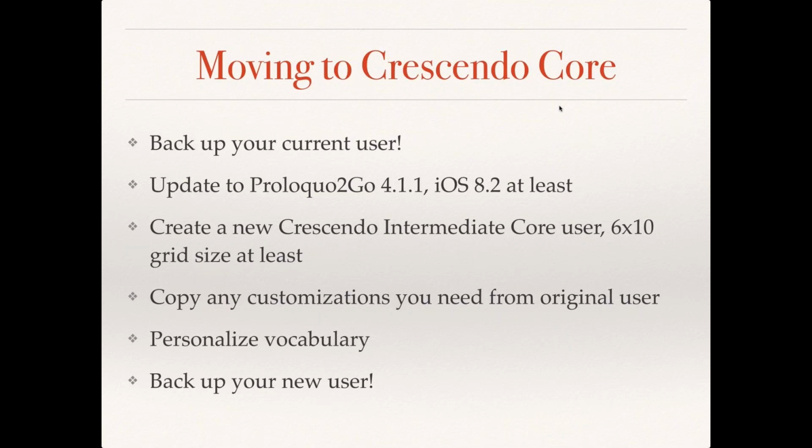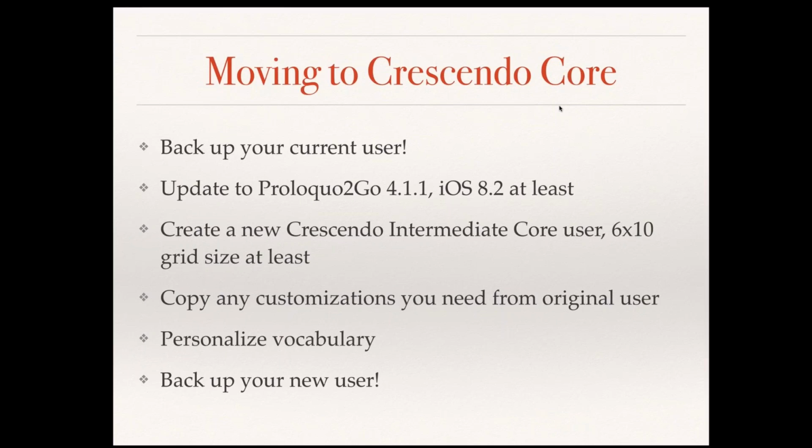Then we're going to create a Crescendo user. We'll choose the Crescendo vocabulary, and then we'll choose a vocabulary level called Intermediate Core, and we'll make a 6 by 10 grid size or larger, so that will have enough core words for you to use. We'll walk you through copying customizations from your original user into your new user. There'll probably be pictures of family and things like that that you definitely want to have. And then we'll look at some other ways to personalize vocabulary, and then back up your new user and keep it safe. And that is all for the slideshow.